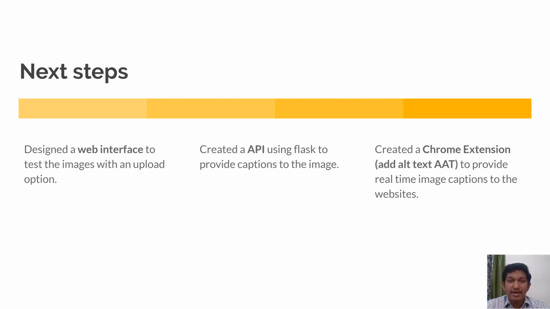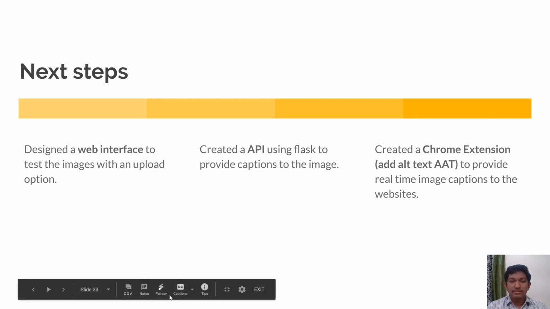And we created an API using Flask to provide captions for images. The reason we created this is to help web developers automate the process of adding alternative text to an image, because there are a lot of situations where the web developer cannot look into the images and give an alternative text for them. So to automate that process, we created this API.